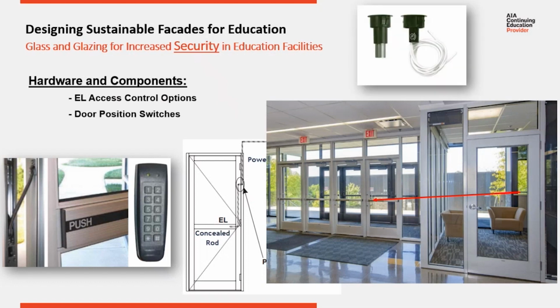Another hardware option that's growing quickly in popularity is a door position switch. This allows all entries to be monitored from a single location where security can watch and see when doors are being operated, how often they're being operated, and if they've been closed correctly or if they're propped open.